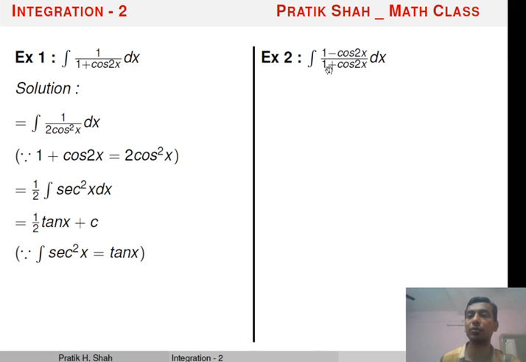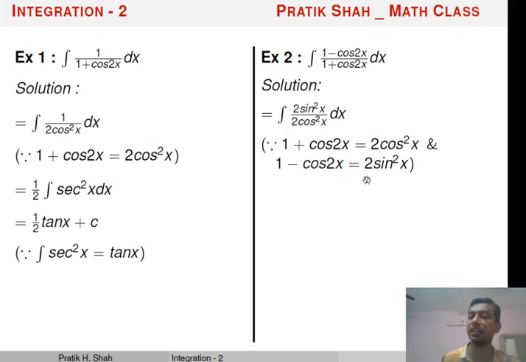Integration of 1 minus cos 2x upon 1 plus cos 2x dx. Again, we'll substitute 1 plus cos 2x is equal to 2 cos square x, and 1 minus cos 2x is equal to 2 sin square x, that you have studied in the chapter of trigonometry. So numerator will be 2 sin square x, denominator will be 2 cos square x. We can cancel out 2, and sin square upon cos square is equal to tan square x. So our integration is now integration of tan square x dx.